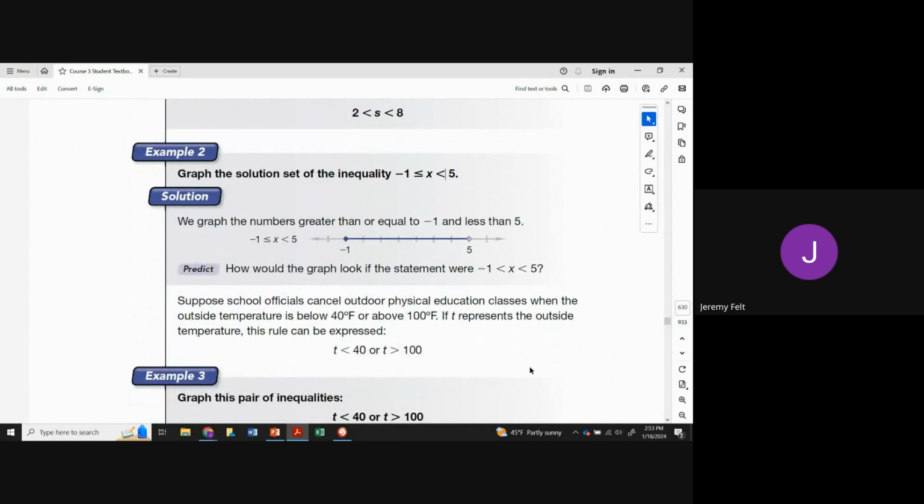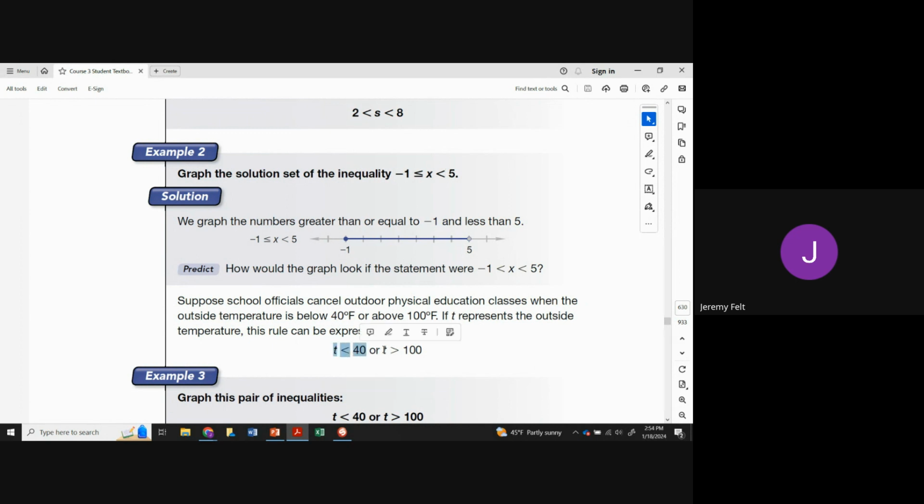There are times where they may be running in opposite directions. An example, we're looking at school officials. They cancel outdoor physical education classes when the outside temperature is below 40 degrees, and they don't want anyone getting sick or injured because it's so cold. But then also, if it's above 100 degrees, they'll cancel outdoor activities. So if T represents the temperature, we could write it like this.